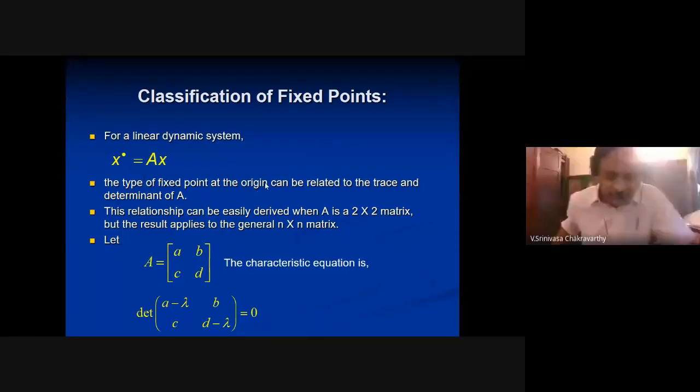Hi, good morning, everybody. So the last class, I think we stopped somewhere here. We began with a linear dynamical system, x dot equal to Ax, and then towards the end, we looked at a two-dimensional version of it, where A is given by a, b, c, d. It has four entries a, b, c, d.